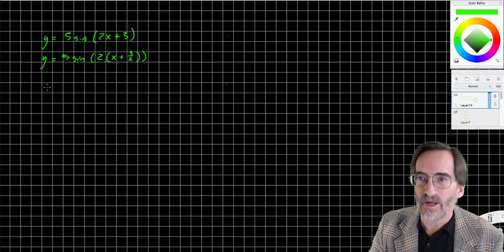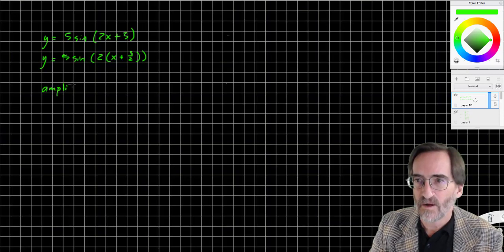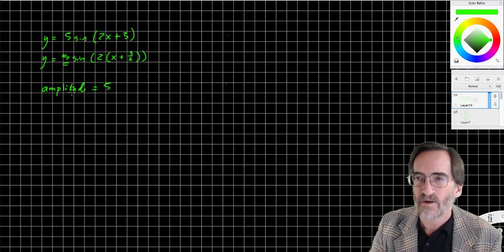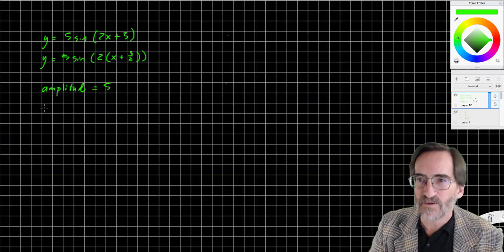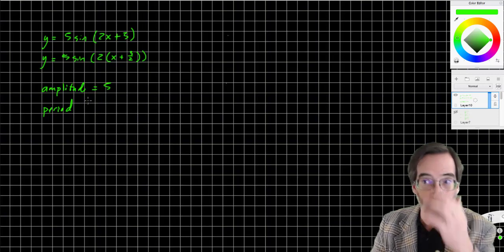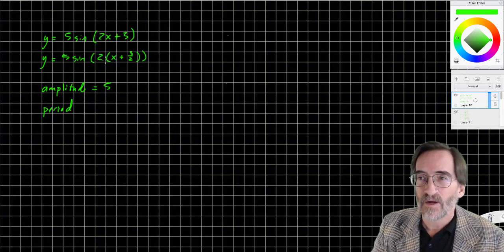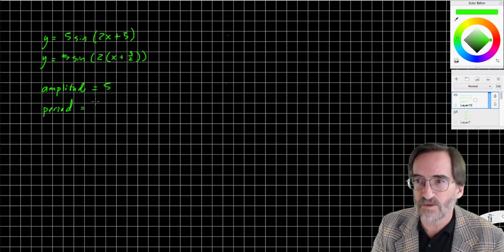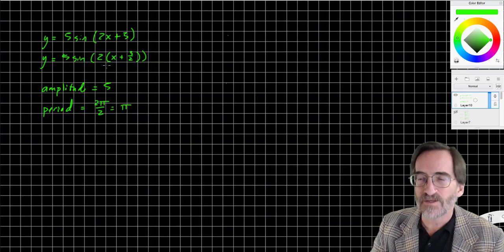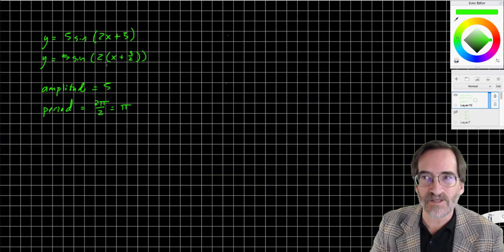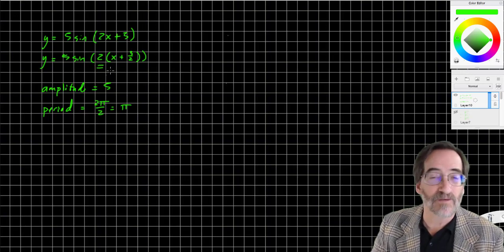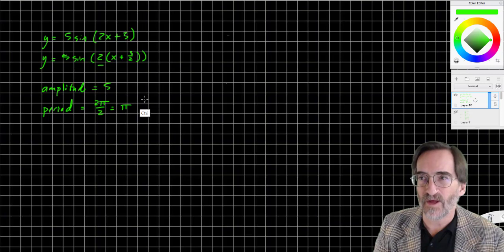So if you're asked the amplitude, the amplitude is 5, right there. If you're asked the period, okay, now the period is normally 2 pi, right? But you're dividing it by 2. So the period is 2 pi divided by 2, or pi. Remember, it's division. When you multiply x by something, you're actually dividing the normal period by that number.